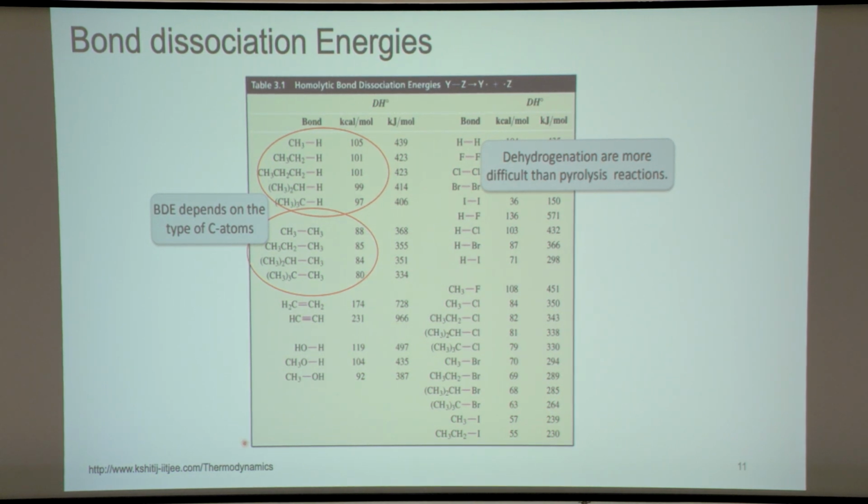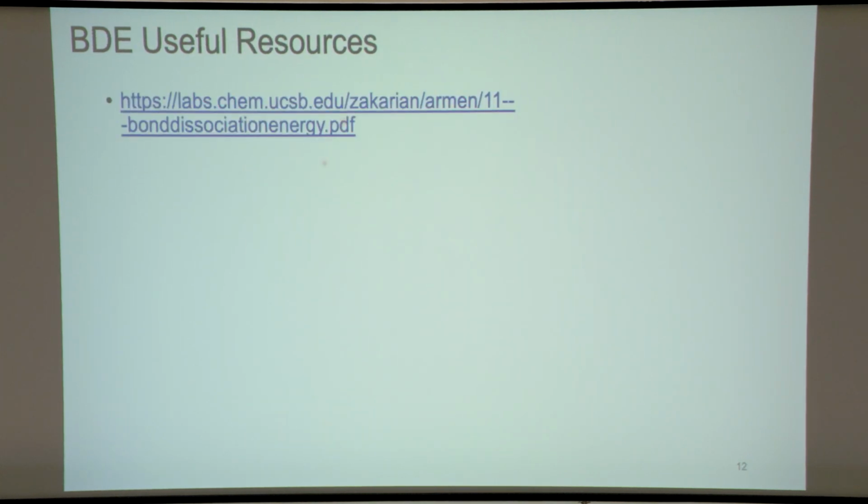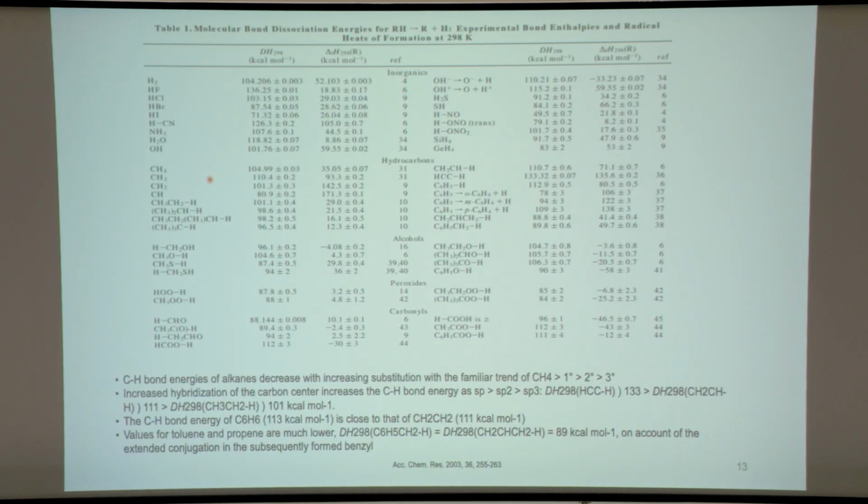And then you can find these kinds of tables for many different bonds: carbon-hydrogen, carbon-fluorine, carbon-carbon double bonds, and so on. And this is a useful book, a resource. It's basically a book with all different types of bond dissociation energies. So this is one table of that book, with bond dissociation energies for many different types of bonds.